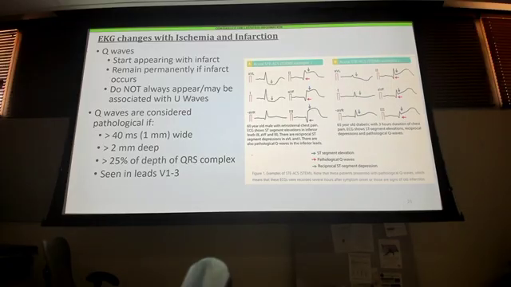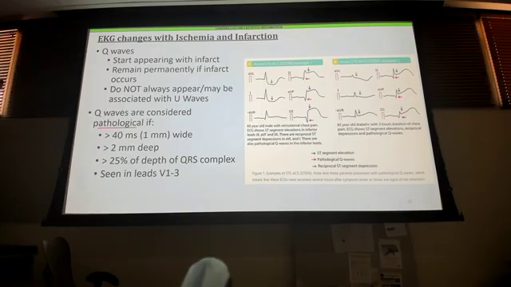Q waves are another thing that you can see, and this is something that you'll see in somebody who suffers an infarct, but it occurs hours after the event. So you may not see Q waves initially. It may be something the next day you repeat the EKG, and now those Q waves show up, because it takes time for these to show up. But there are pathologic Q waves and non-pathologic Q waves.